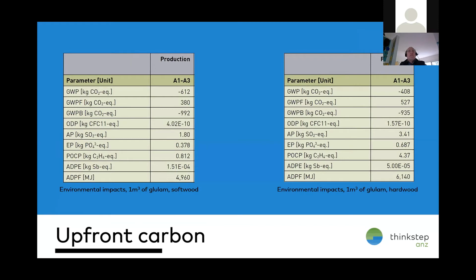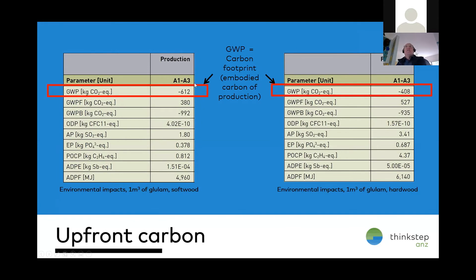So I've grabbed a couple of bits out from the glulam EPD to show you. This is the information there on the carbon footprint, or the embodied carbon of production. So when we're looking at timber, we're looking at an overall negative number. This number here, global warming potential for fossil fuels, is the emissions from fossil burning diesel or electricity that uses coal. That's the impact from fossil fuel.